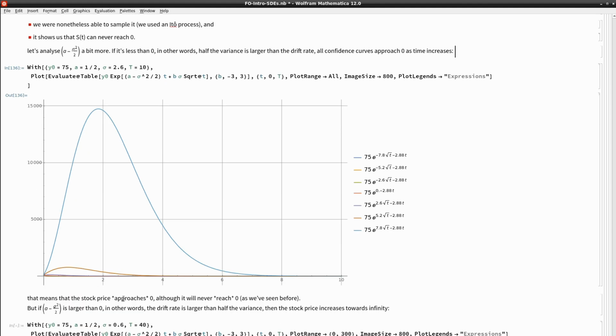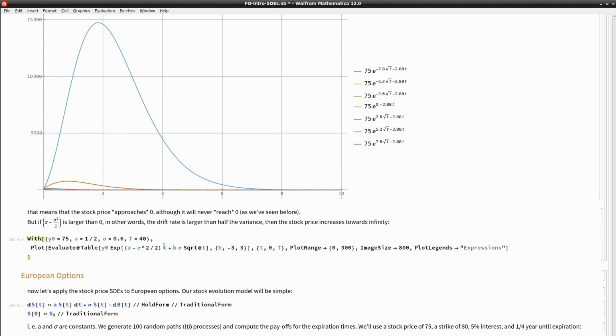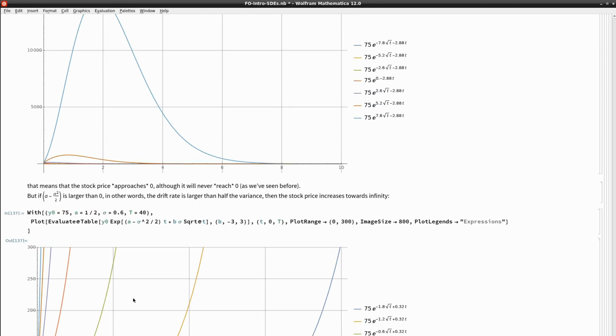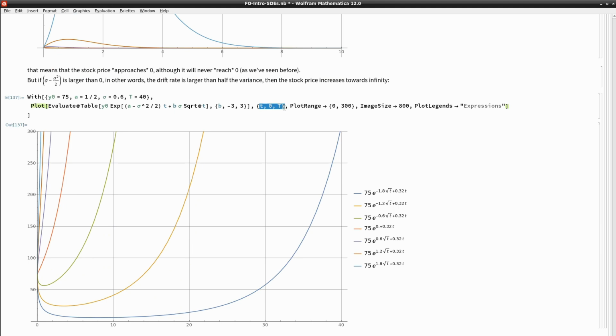But that means that the stock price approaches 0 without ever actually reaching 0, right? We've seen this before. But if, on the other hand, A minus sigma squared over 2 is larger than 0, that means the drift rate is larger than half the variance, then the stock price increases towards infinity. And we see it simply in this plot where we let t go from 0 to 1. You see that all these confidence bounds go up to infinity. All right, so this is an important thing to note for this expression. We need to compare the drift rate with the variance. That's an important point for us to make at this point.